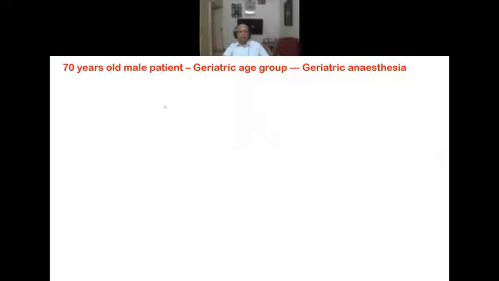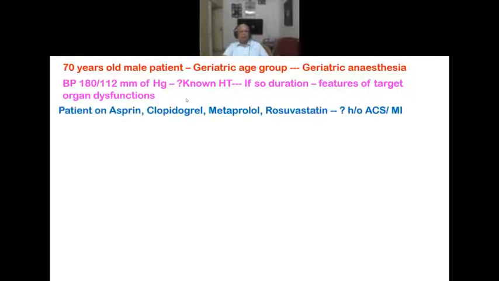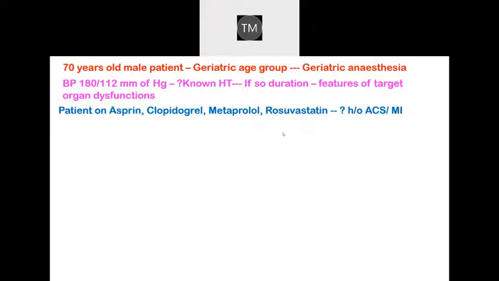Coming to our case, the 70-year-old male patient belongs to the geriatric age group, so you should be aware of all the problems of geriatric anesthesia. His BP is 180/112, so he is a known hypertensive. What is the duration, and are there any features of target organ dysfunction? The patient is on aspirin, clopidogrel, metoprolol, and statin, so any history of previous acute coronary syndrome or MI?